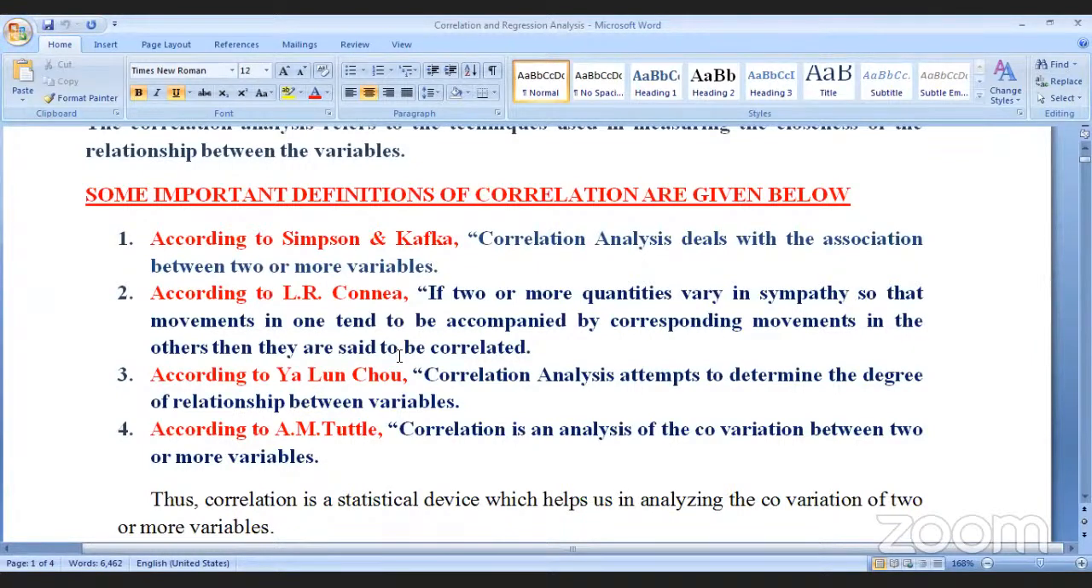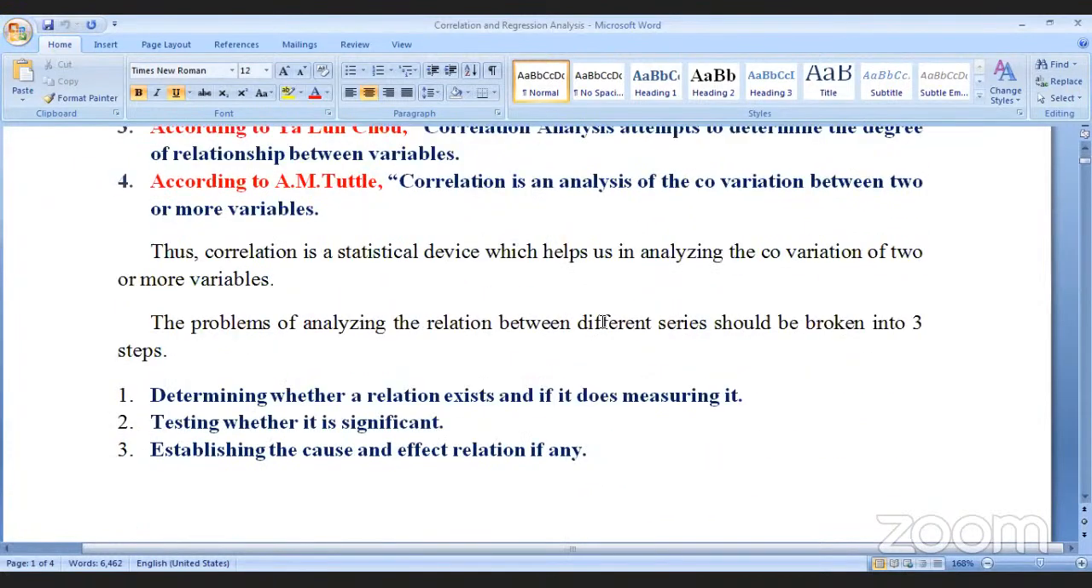Then according to Yarlun Chow, correlation analysis attempts to determine the degree of relationship between variables. And according to A.M. Tugel, correlation is an analysis of the covariation between two or more variables. So thus, correlation is a statistical device. See, correlation analysis is a statistical device which helps us in analyzing the covariation of two or more variables.